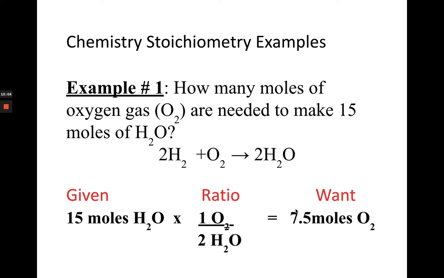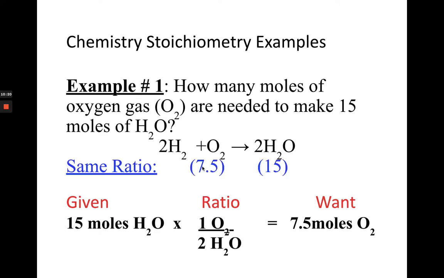Okay? And I want you to see that this is the same ratio. This was a recipe for making 2 moles of water. We wanted to make 15, just like you would scale up a recipe if you needed to make more. And again, 1 to 2 is the same as 7.5 to 15, right? 1 to 2, 2 is twice of 1. If you multiply 7.5 by 2, you get 15. This ratio is the same. It's just scaled up to 15 moles of water.